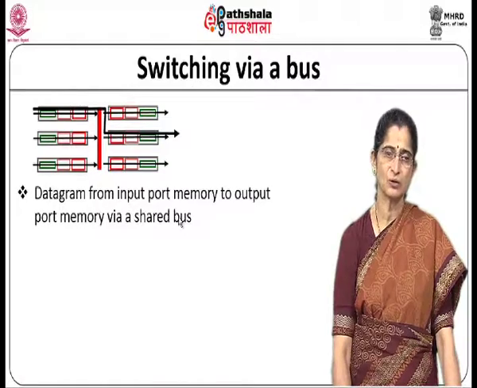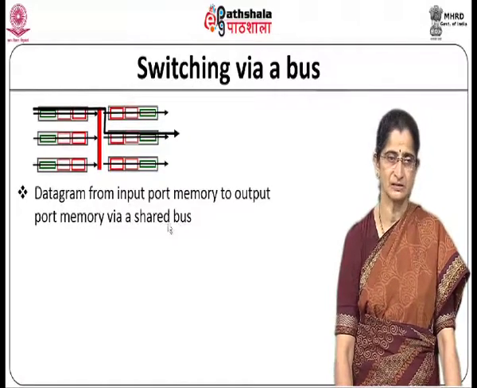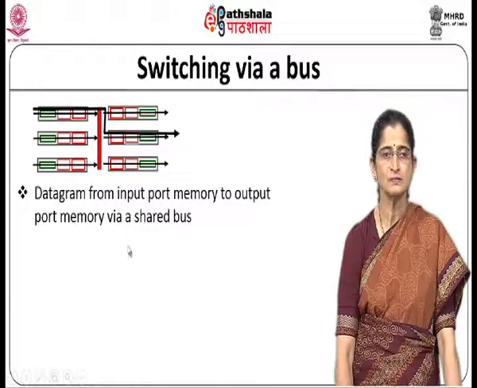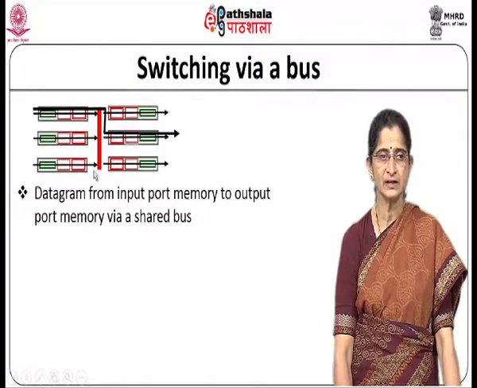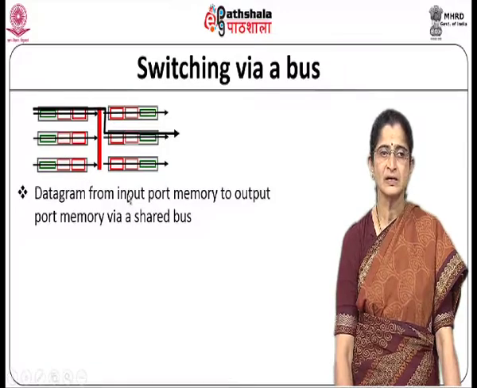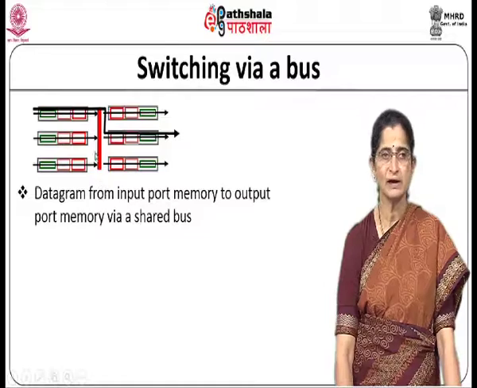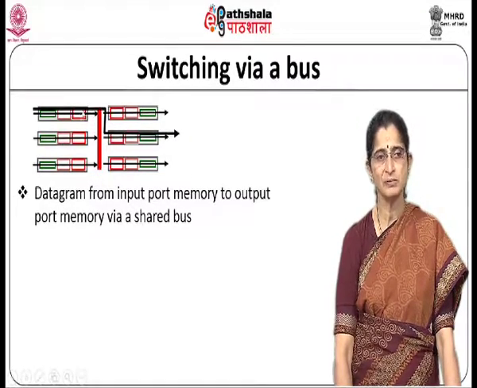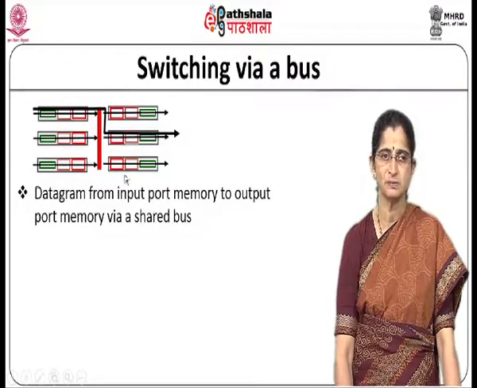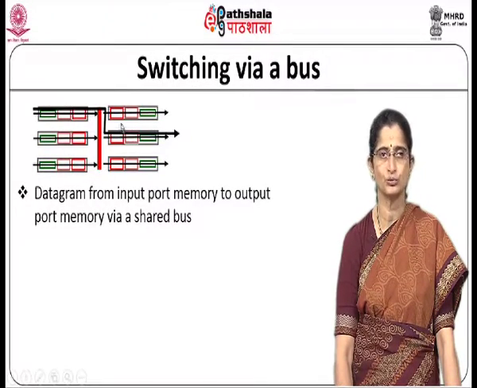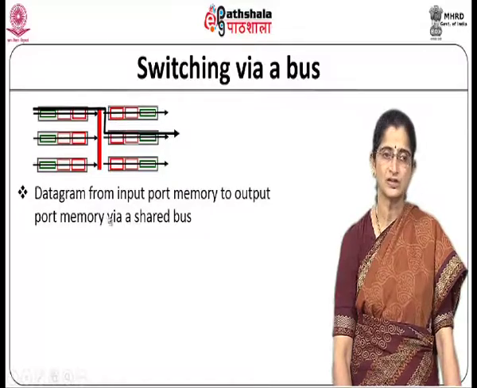So, in between we had what is called switching via bus, which is a bus acting as the interconnection network. So, here what is done is that the datagram from an input port memory is shifted to an output port memory via a shared bus. So, that is, you do not have a centralized memory, instead you have memory which is part of your input ports and memory which is part of your output ports, and datagrams are switched from the input port to the output port, but they go through a shared bus.